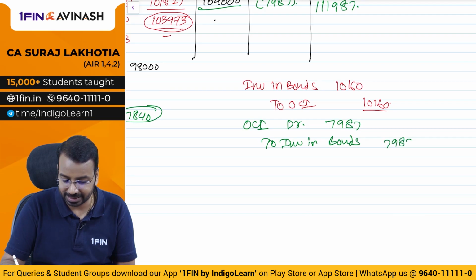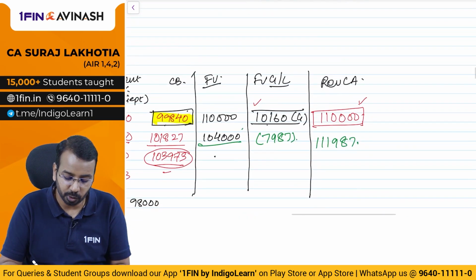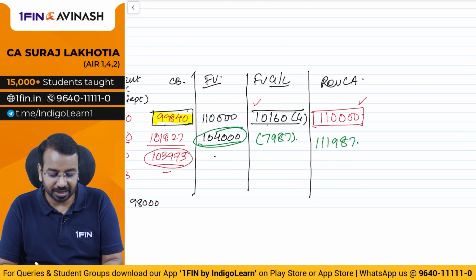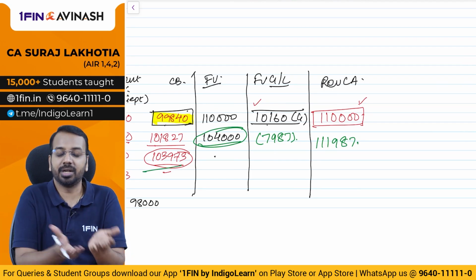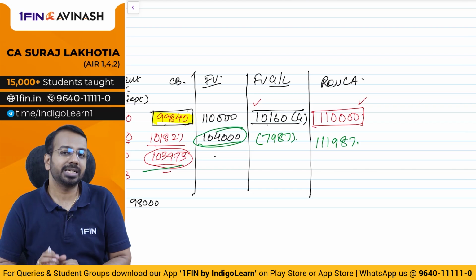So, it will be carried at what value now? 1,04,000. At the end of the third year, the closing balance and the fair value will be the same. Now here it is 0, so it will be just disposed of.